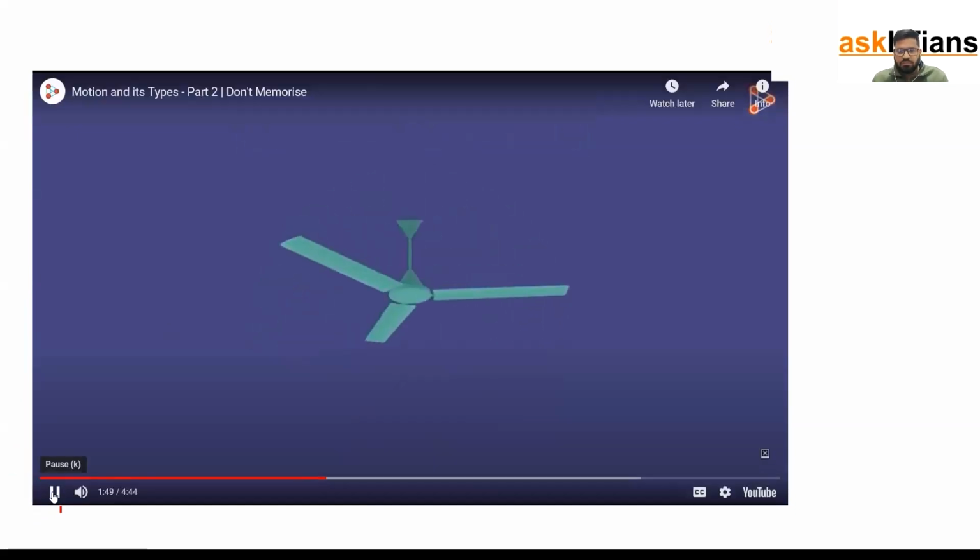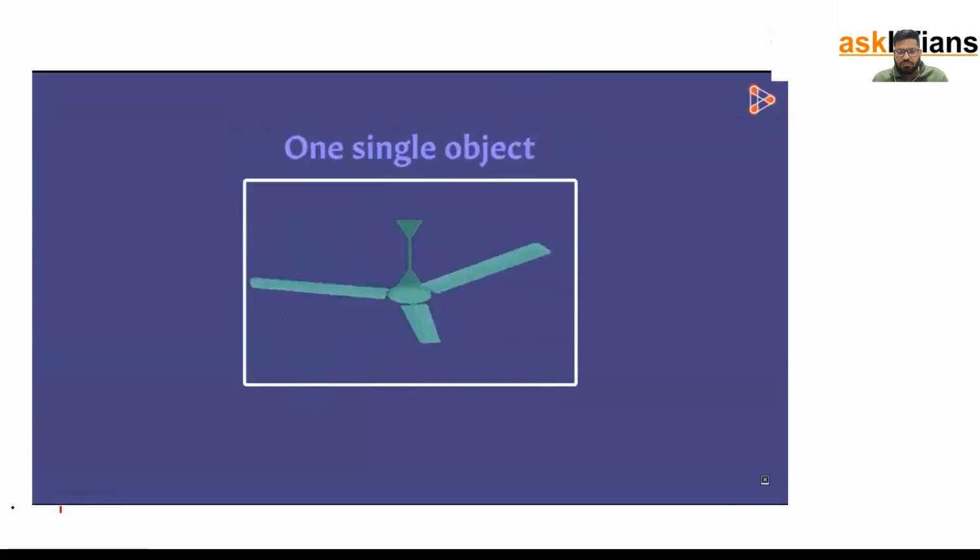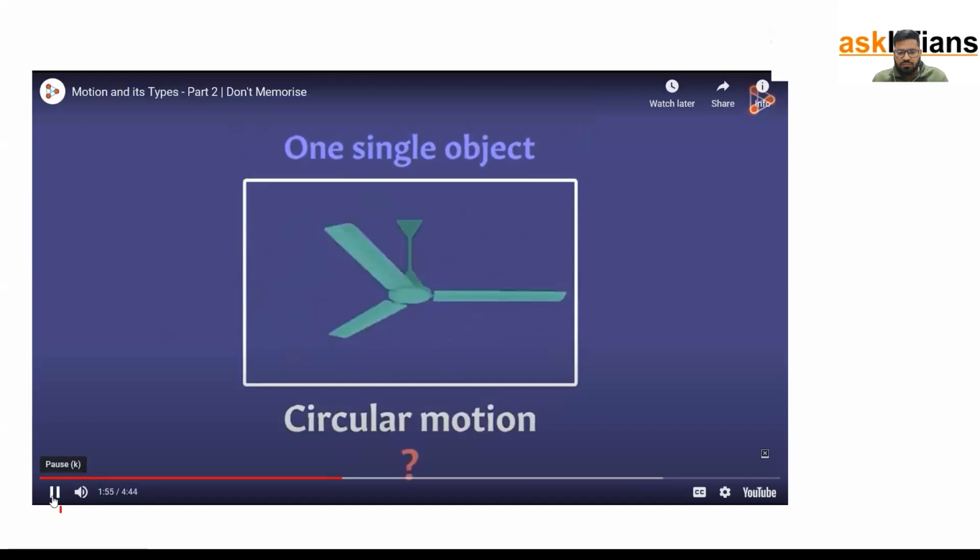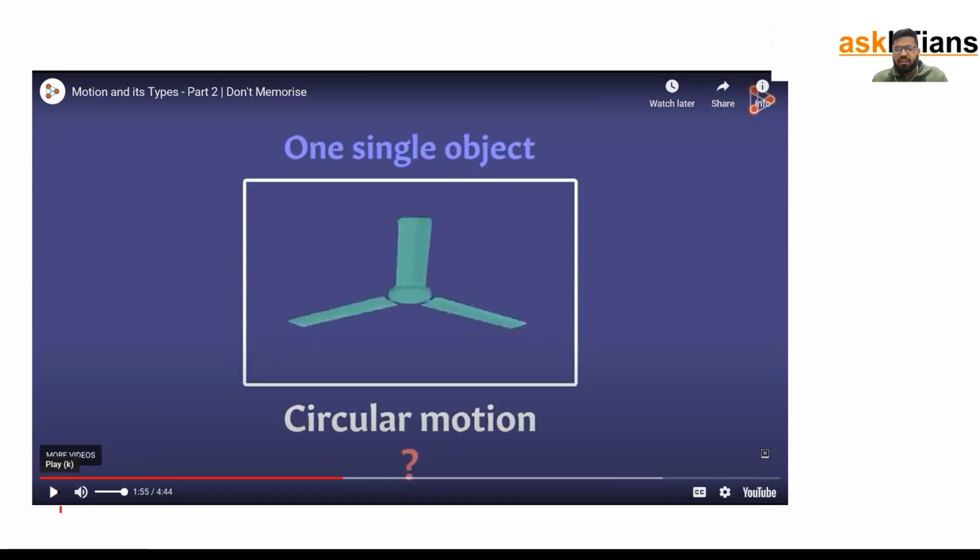Now what if I take the fan as one single object? Can I say that the fan as a whole is moving in circles? If you take the fan as a whole single object, can you say the fan is moving in circles? Obviously no, the fan is not moving as a complete body. Only the part of the fan which we have marked on the blade is moving in a circular motion. But as the complete fan, it is not moving.